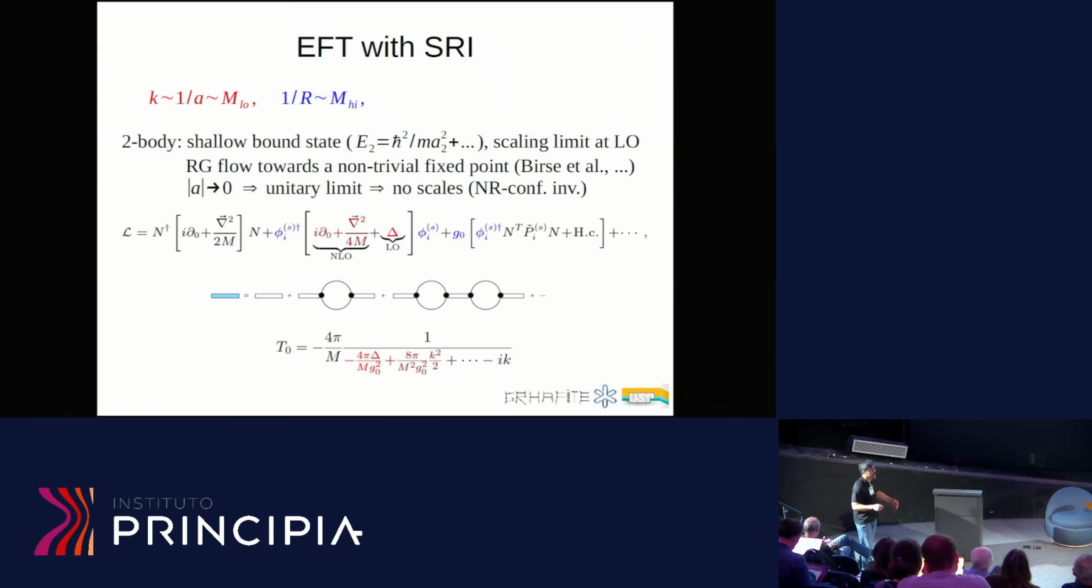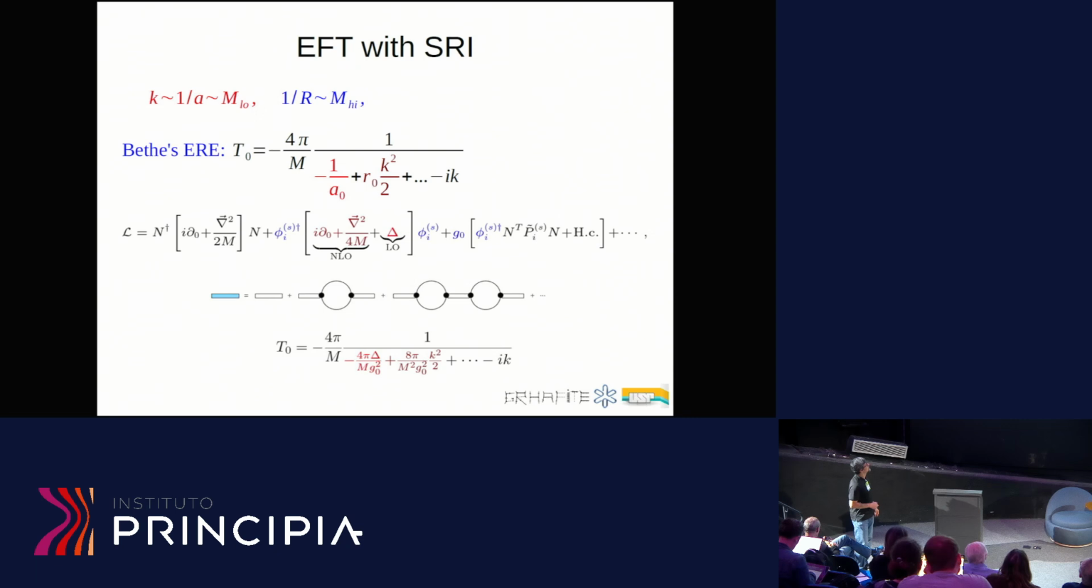But now you do that systematically with power counting. And the power counting is really at the heart of this EFT with short-range interactions, all right? So that's very process dependent. You might complain about that, but that's how physics is, all right?